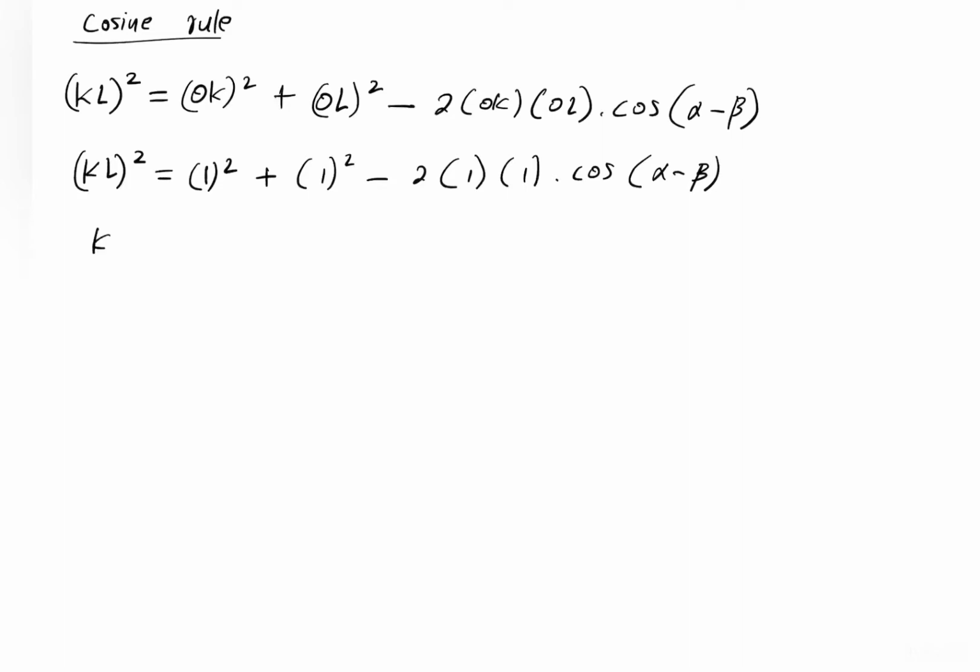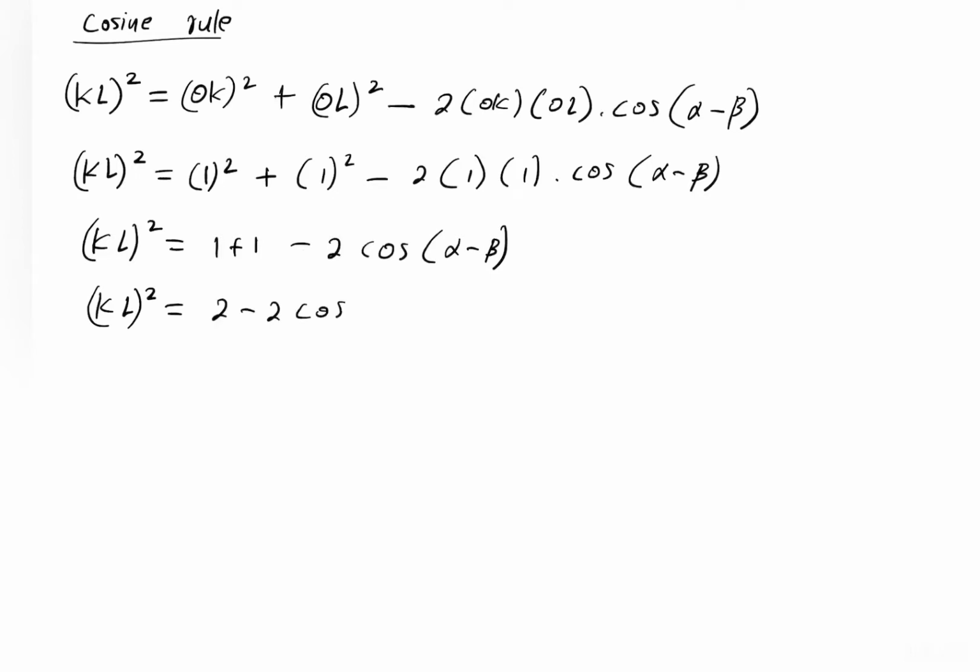All right, now this becomes KL squared equals 1 squared, which is 1, plus 1, minus 2 times 1 times 1, which remains as 2, times the cos of alpha minus beta. Simplifying this further, KL squared is equal to 2 minus 2 cos of alpha minus beta. Now let us name this our equation 1. This is going to be our equation 1.